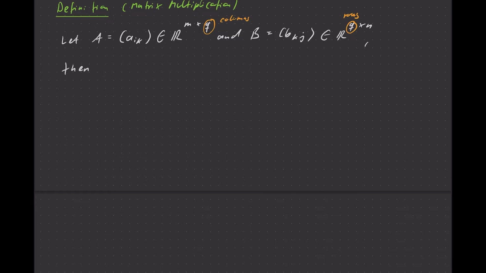Then again, the matrix product of A and B is defined as, and this is going to look a little strange at first, but bear with me for a minute. We'll define this as A times B equals a matrix that consists of entries c_ij, and I'll tell you in a minute how to compute these entries.